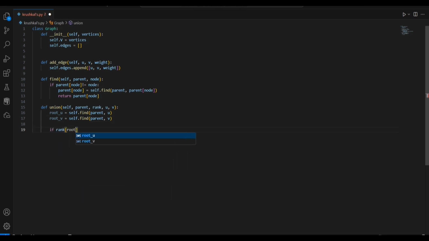We need to use elif. Another condition is rank of root u is greater than rank of root v. If it's true, the parent of root v is equals to root u.